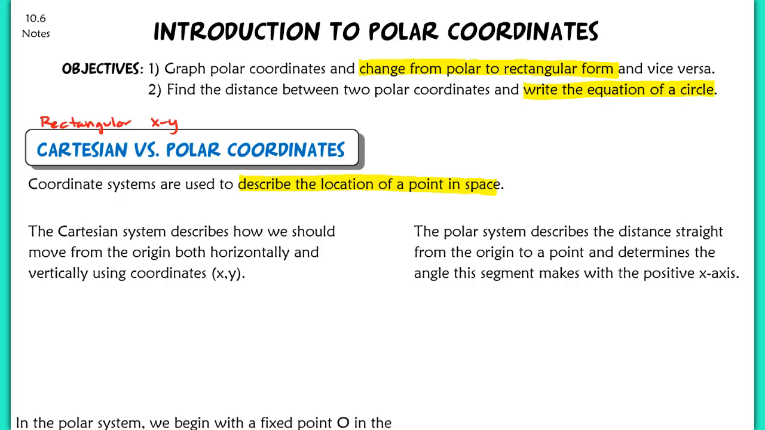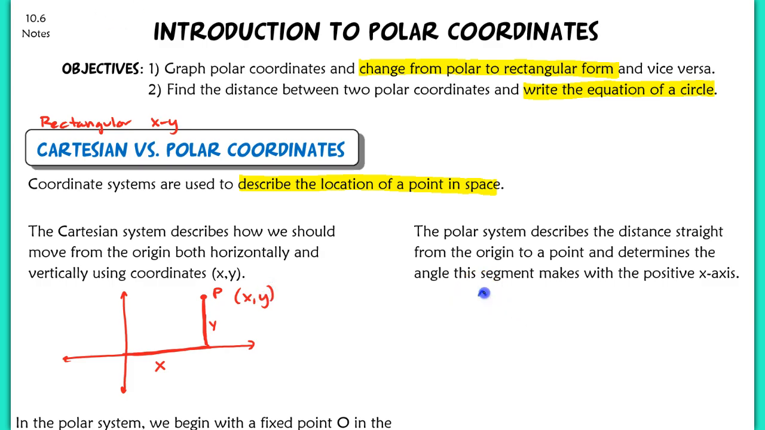What you're used to is the Cartesian system, which says how you're supposed to move horizontally and vertically to get to a specific coordinate. So let's say we have a point here, P. Well, we define P as being a certain number of units away in the x direction, so horizontally, and y units vertically, and we call that point (x, y).